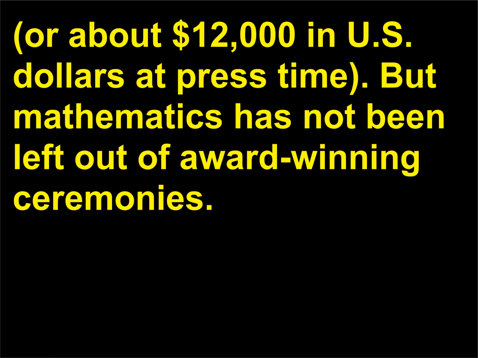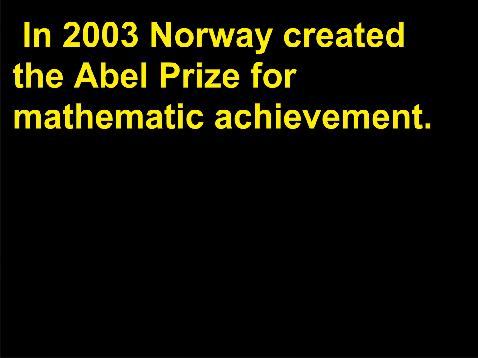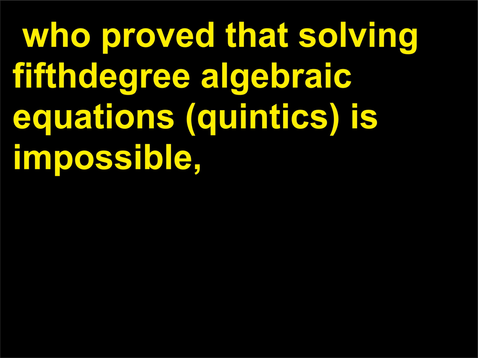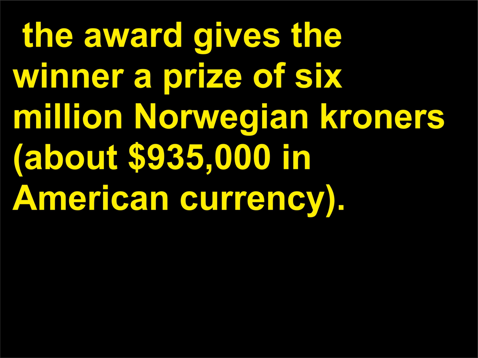But mathematics has not been left out of award-winning ceremonies. In 2003, Norway created the Abel Prize for Mathematic Achievement, named after Norwegian mathematician Niels Henrik Abel, 1802 to 1829, who proved that solving fifth-degree algebraic equations, quintics, is impossible. The award gives the winner a prize of 6 million Norwegian kroner, about $935,000 in American currency.